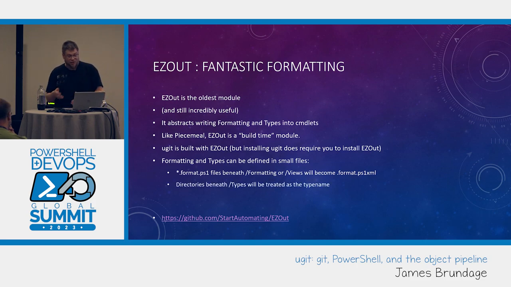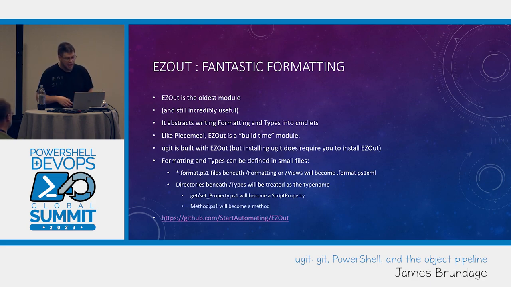And directories beneath /types will be treated as the type name, and then underneath there, a get or set underscore property will become a script property, and blah.ps1 would become a script method. So it's actually really easy to just say, I'm gonna create a pseudo type for ducks, and create a types directory, ducks, and create a little quack.ps1, and then you can create a duck object and run your quack method. Crazy. So that's what EZOut brings to the table.